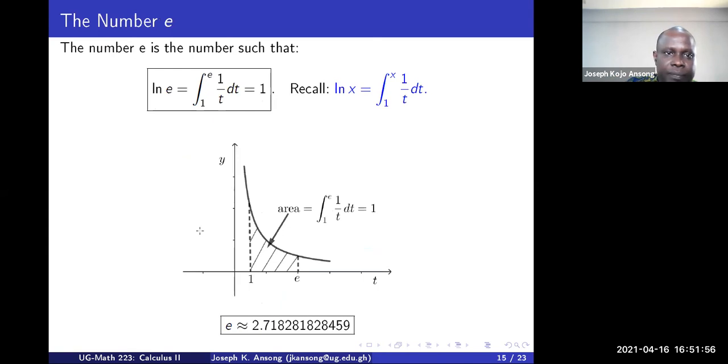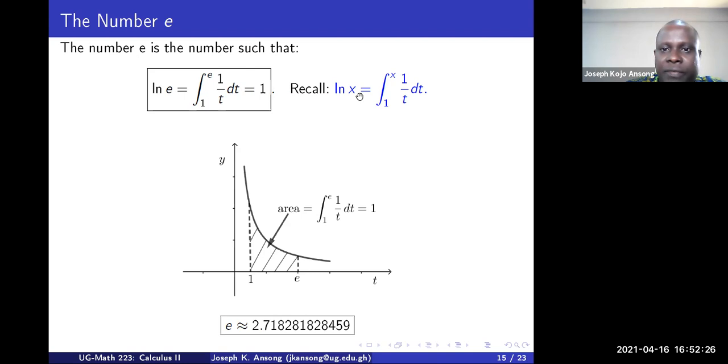Here's another definition, a third one that you can use for the number e. It is a number such that the ln of e is equal to the integral from 1 to e of the function 1 over t dt. So you define e such that this integral is equal to 1.